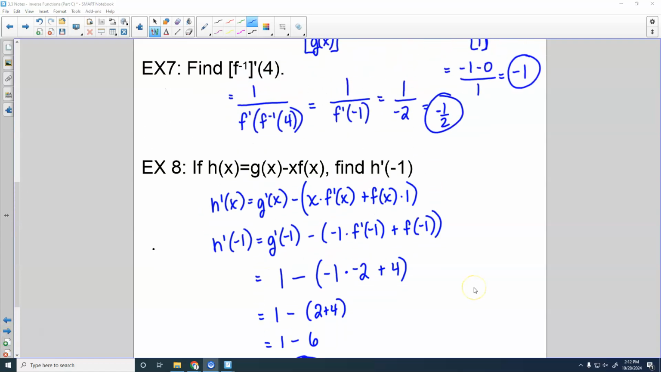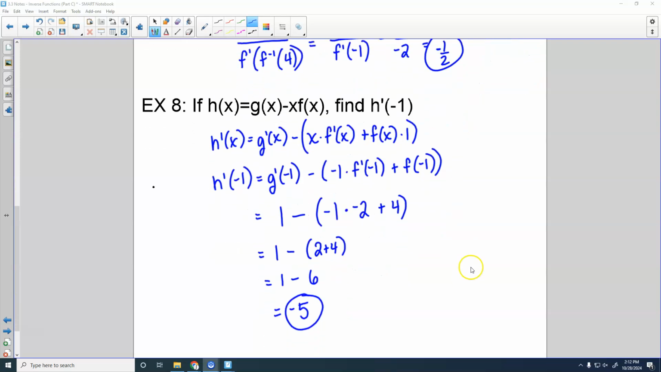Sorry, Ethan, I forgot to record that going over this last two. Here's the answer for this, negative 1/2. Here's the answer for the last one. You can pause it and look at the solutions if you want.